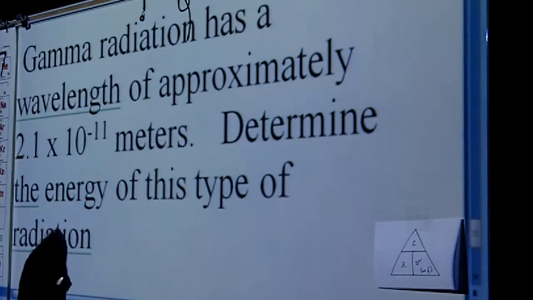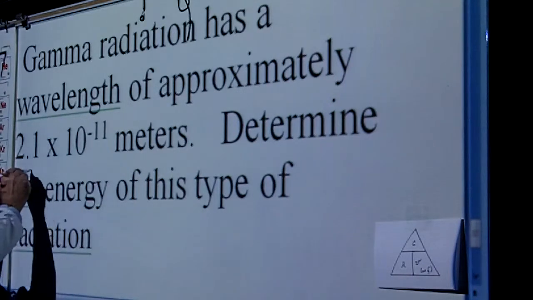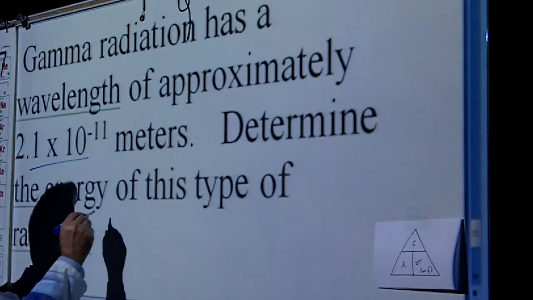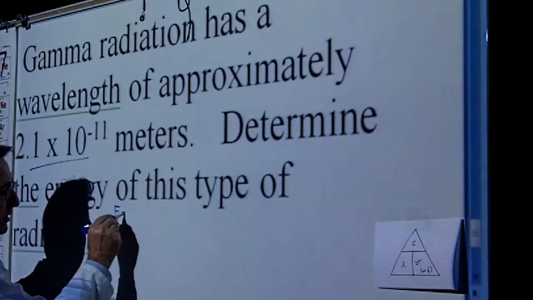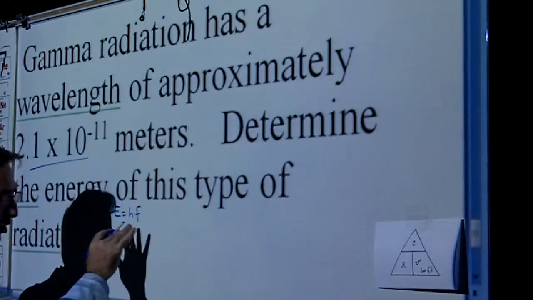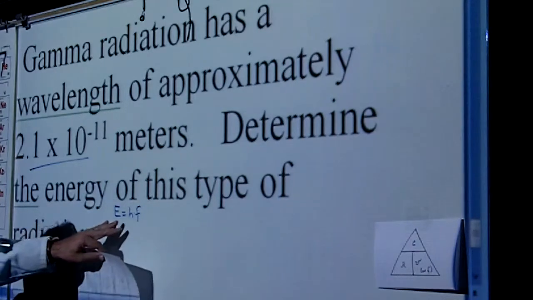Let's take care of this last one. It's a little bit more involved. I'm going to write a little bit smaller this time. It says gamma radiation has a wavelength of approximately 2.1 times 10 to the minus 11th meters. Now we want to determine the energy of this type of radiation. Remember the formula that we've got is this. Energy is equal to Planck's constant times frequency. That's the formula for energy.